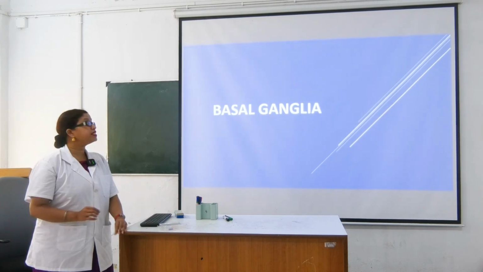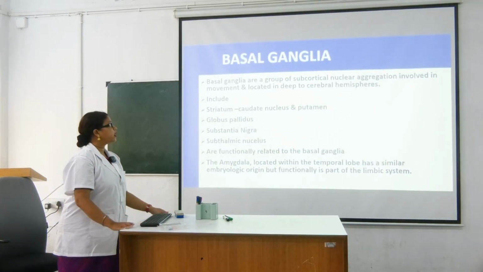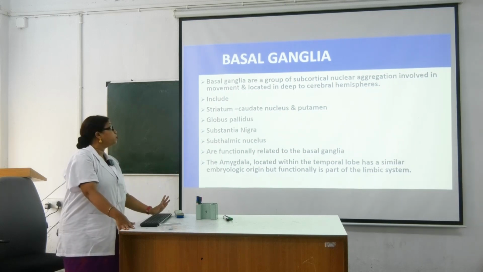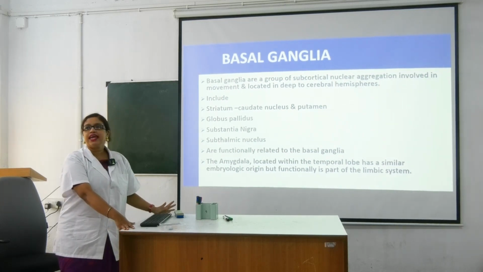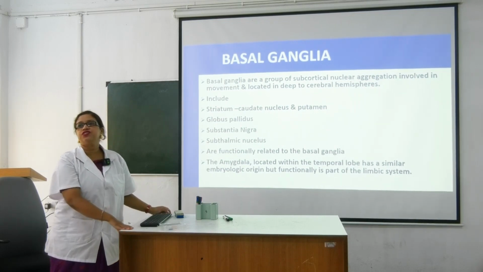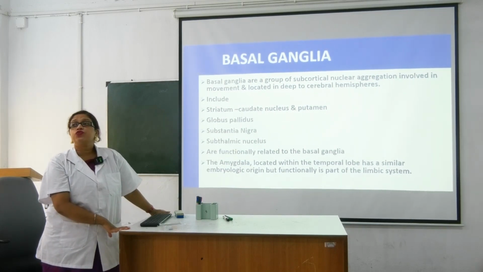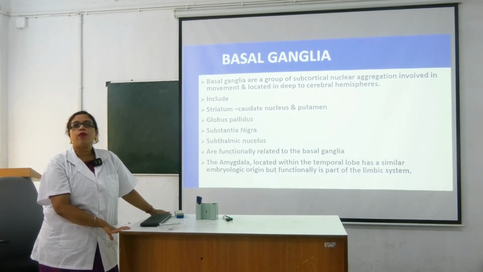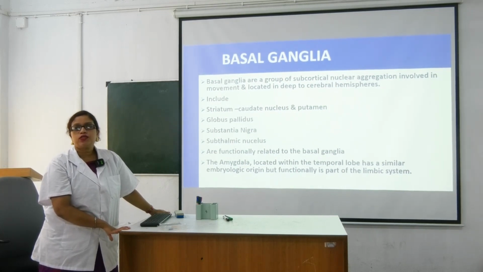Now write it down. Which are the parts? Okay, so which are the parts? What is the formula? The formula is SGSS. Okay, SGSS is the abbreviation. So first one is striatum. It is also known as corpus striatum.